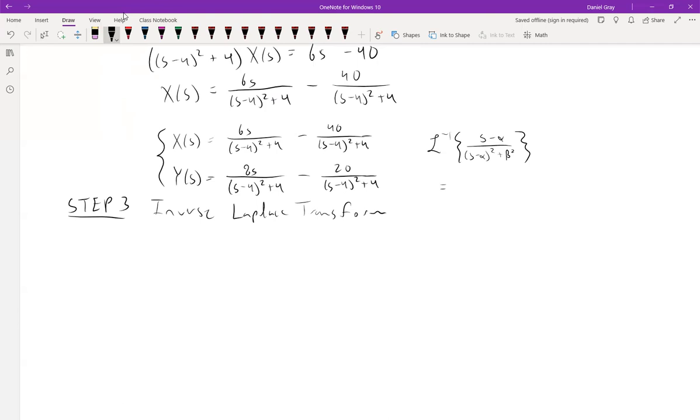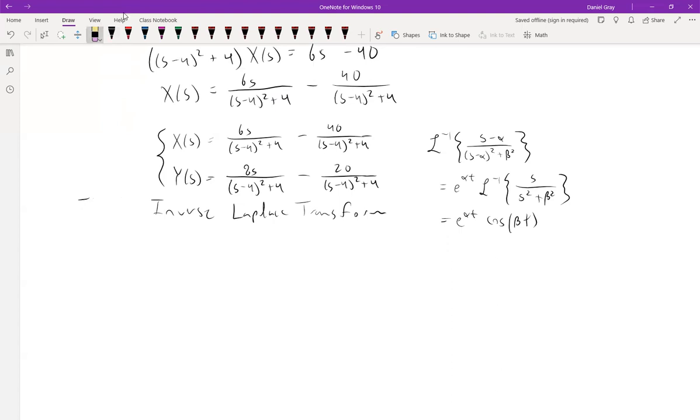It's basically instead of an s, you have an s minus alpha everywhere, so it's shifted by alpha units. So this is going to be the same thing as e to the alpha t times the Laplace inverse of, well, instead of s minus alpha, now we'll replace it with s. So it's s over s squared plus beta squared. And that's an easy Laplace inverse there. This is just going to be e to the alpha t times cosine of beta t. So I want to take the Laplace inverse of this function over here, 6s over s minus 4 squared plus 4, but it's not quite ready yet.